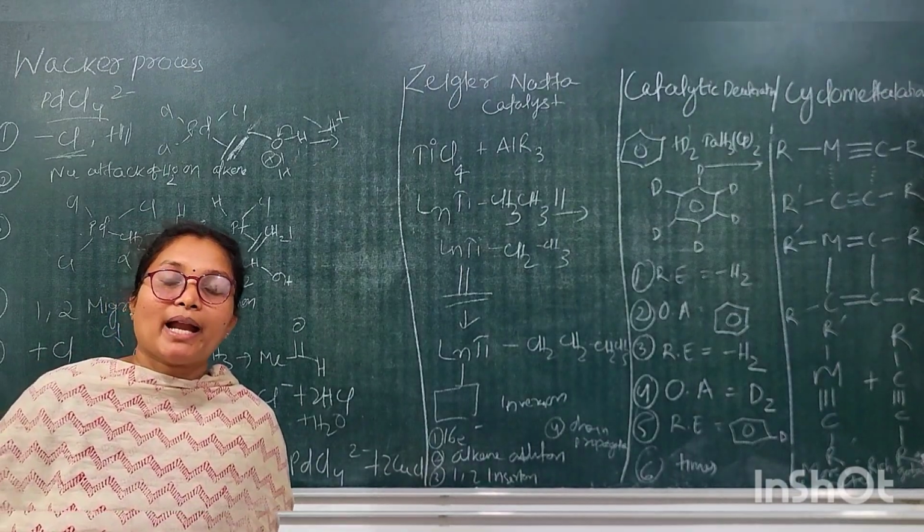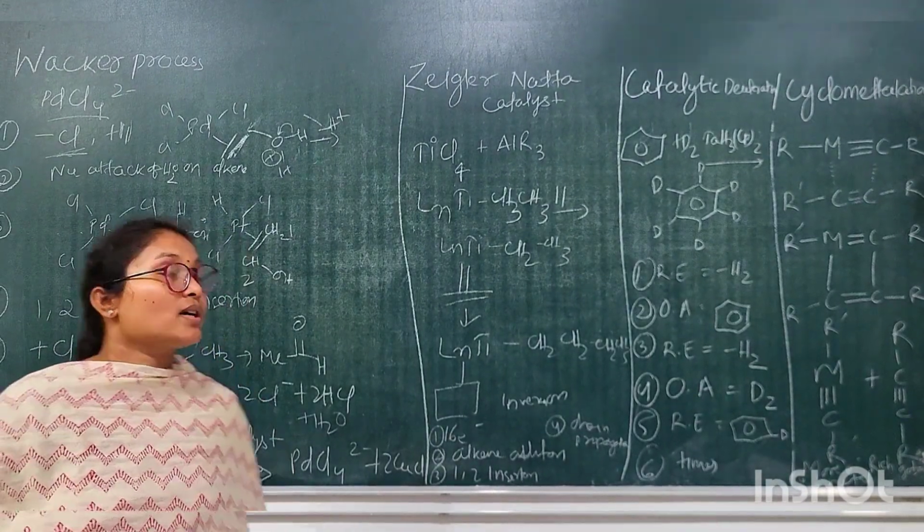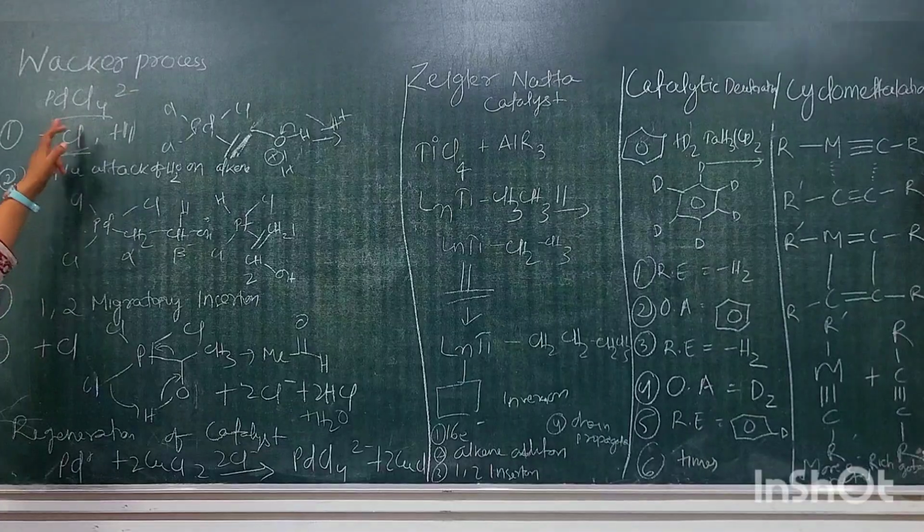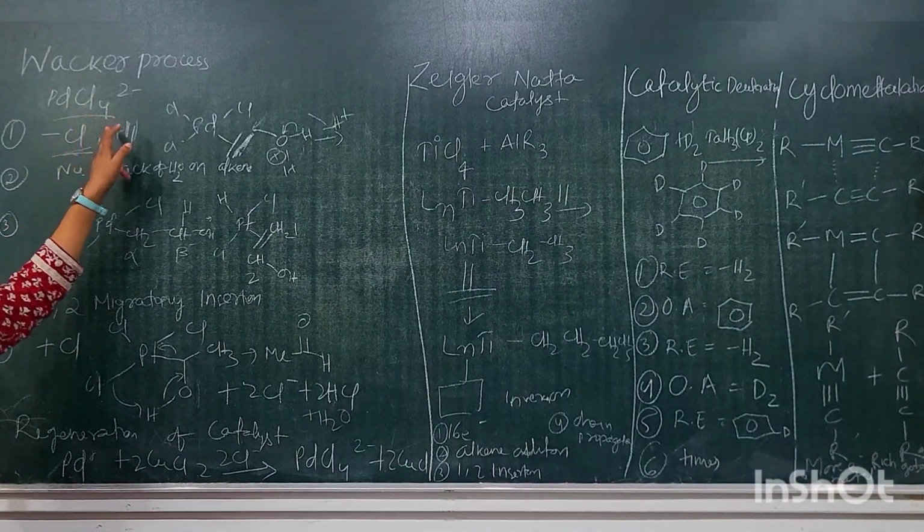Part 2 of organometallic catalyst. Today we are going to discuss the Wacker process. In the Wacker process, the catalyst is PdCl4.